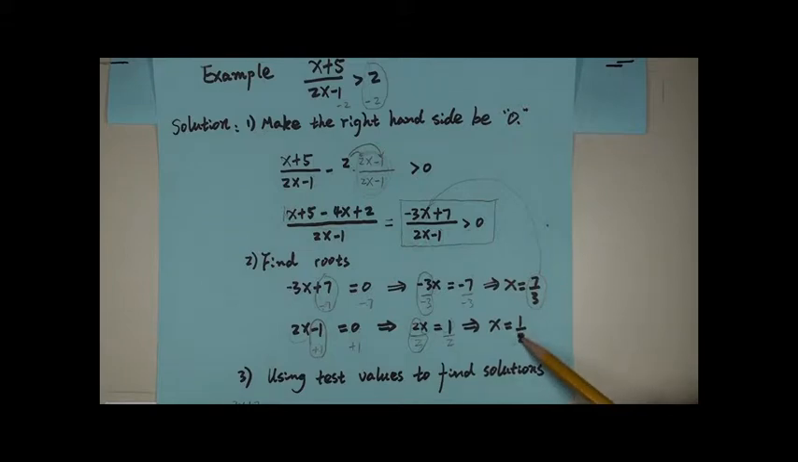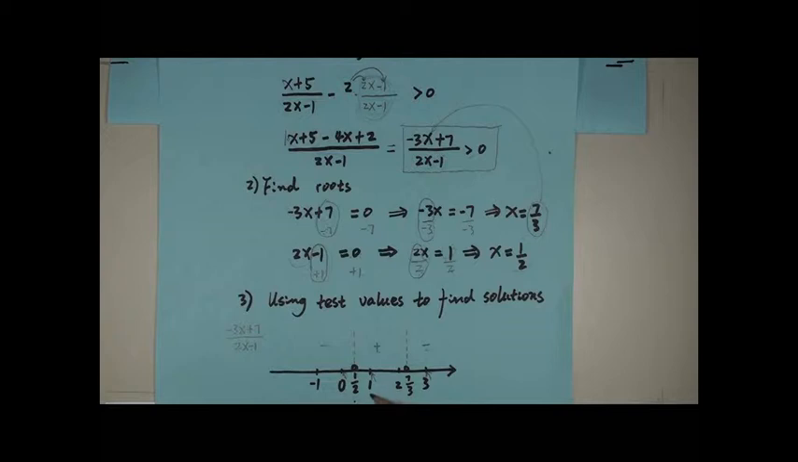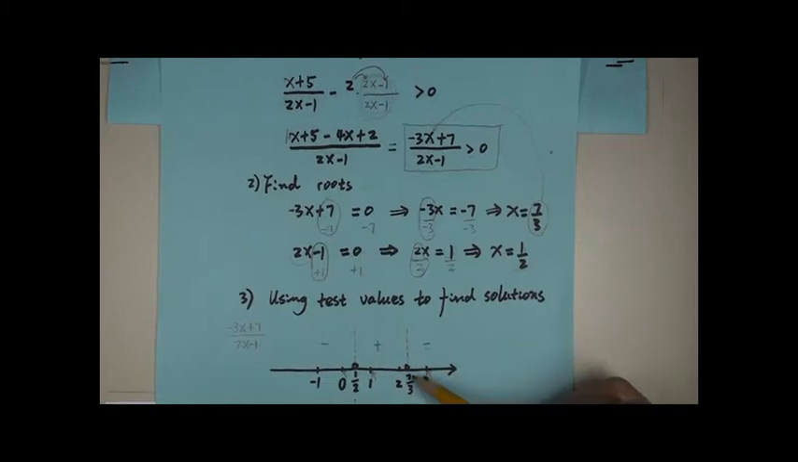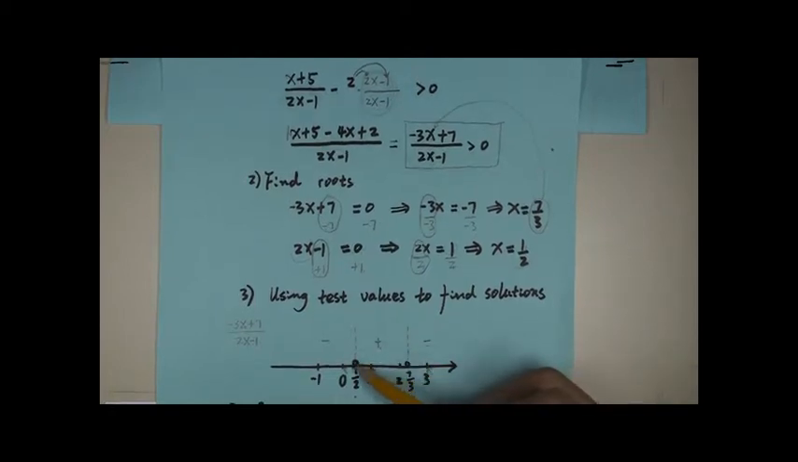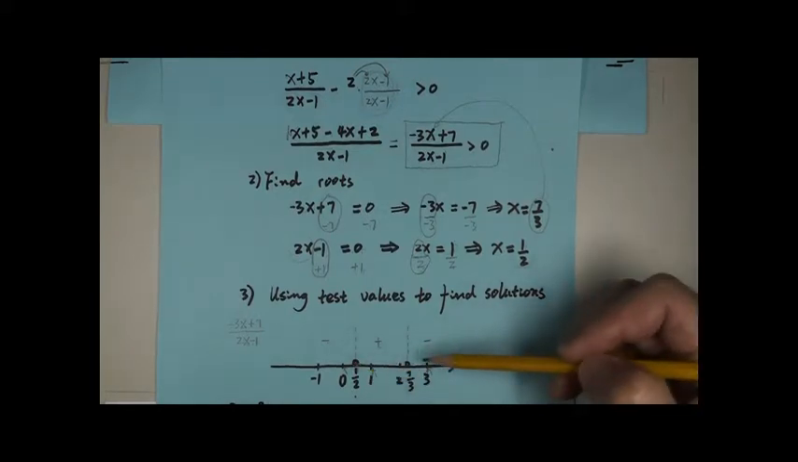You have 2 roots. Okay, now you put them on the real number line. On the real number line, you have 1/2, and you have 7/3. 1/2 and 7/3 are not included, so you want to use what? Empty circle. Okay, empty circle means not included.